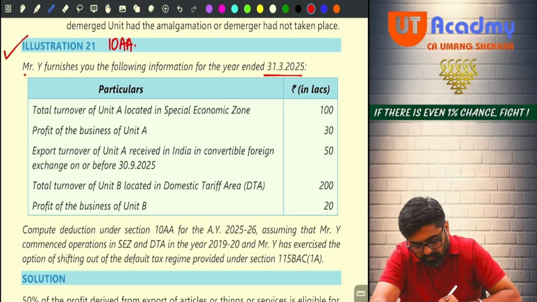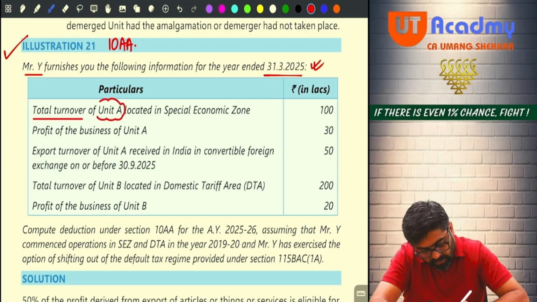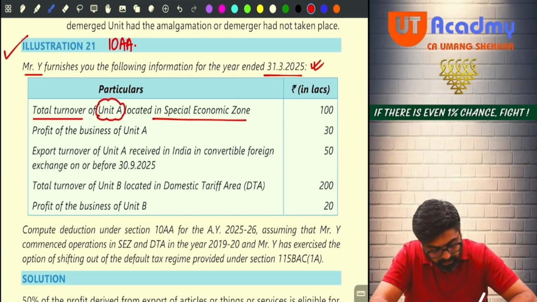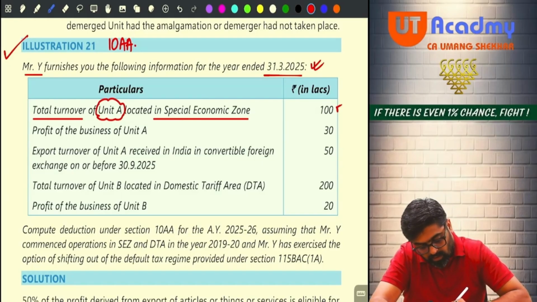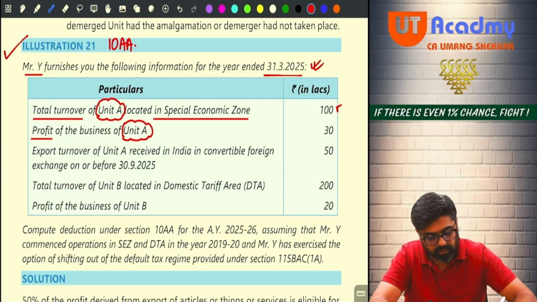See, Mr. Y furnishes you the following information for the year ended 31st March 2025. Total turnover is given of unit A, which is located in SEZ. This is the total turnover, 100 lakhs. Now profit of unit A is given. Are they telling you that this is export profit, domestic profit? No. So this is the total profit of unit A.